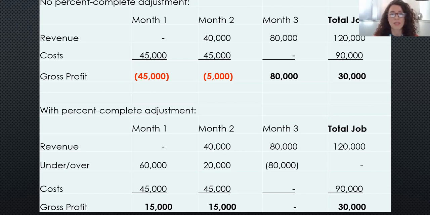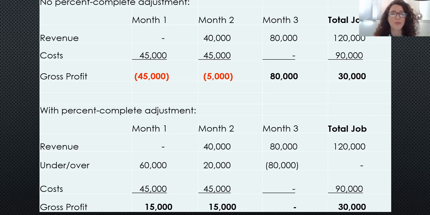So we're going to go down to this bottom section, and this is what it would look like if you were using the percent complete method. Yeah, this percent complete of revenue recognition. Again, this is a build on video, so you might look at those other topics in our YouTube lineup.